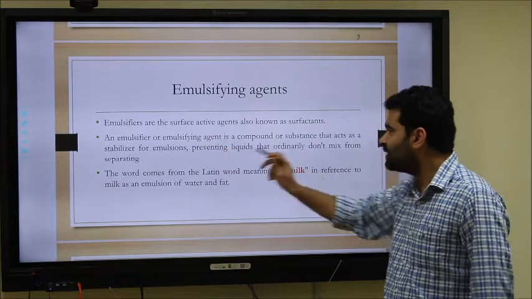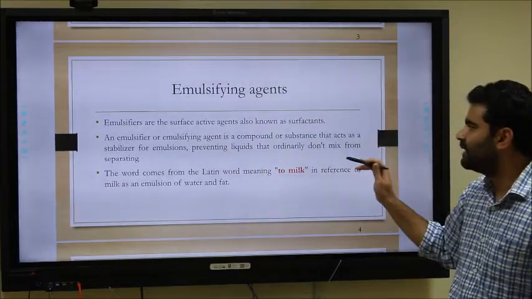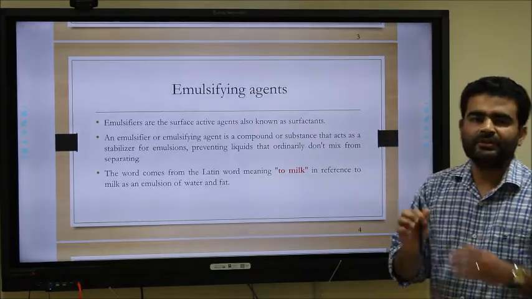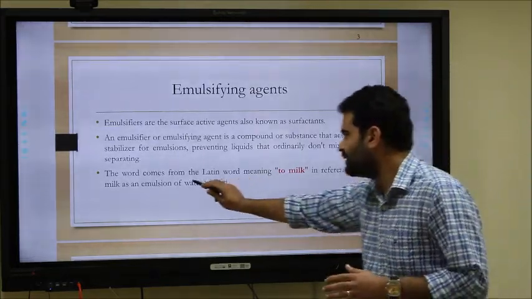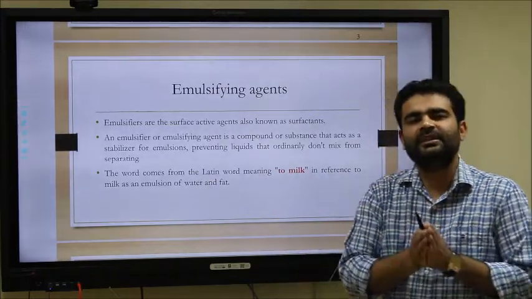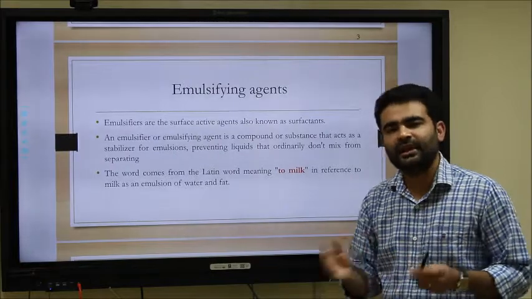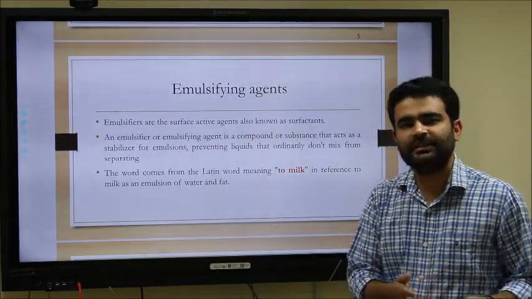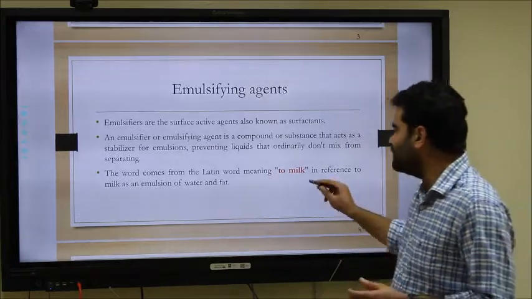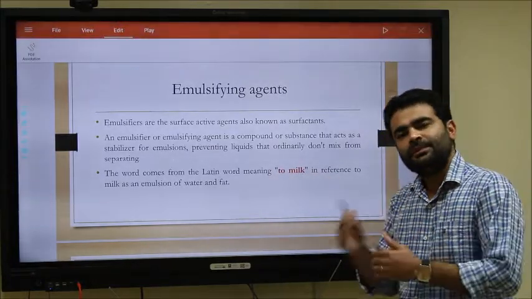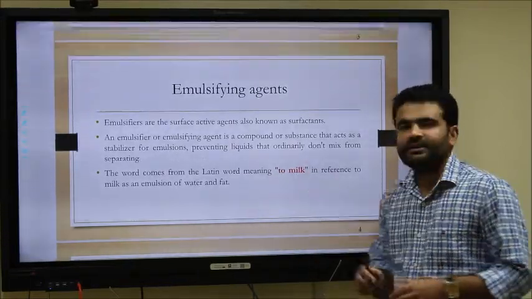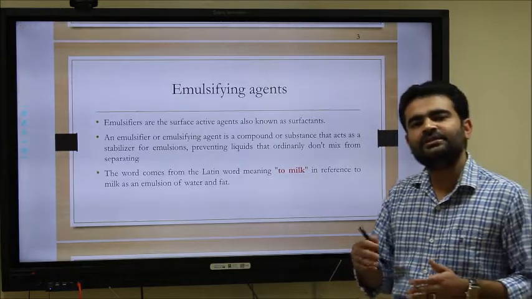So an emulsifier is a compound or substance that acts as a stabilizer for an emulsion, preventing liquids that ordinarily don't mix from separating. The word emulsifier comes from the Latin word which means to milk. As we know, milk is a natural emulsion, the first emulsion I think mankind encountered. So the Latin term given to preparing an emulsion with the help of an emulsifier is to milk.